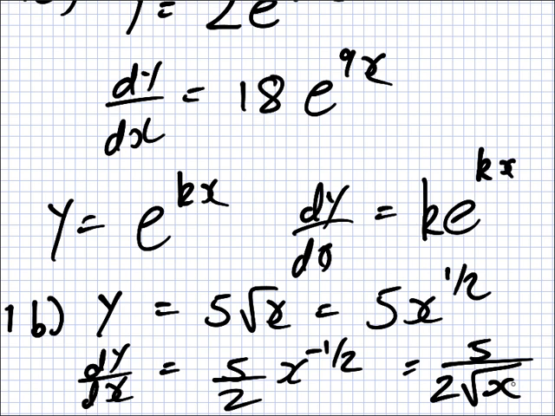Why didn't we do minus 1? That's only for x, not for e. So if there's an e, we can't.